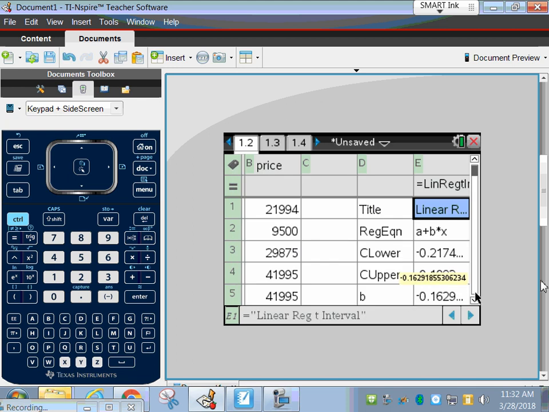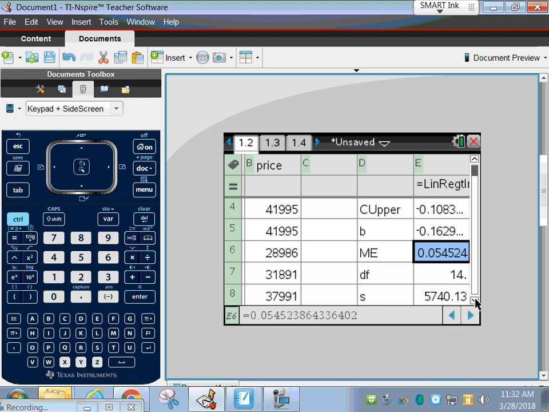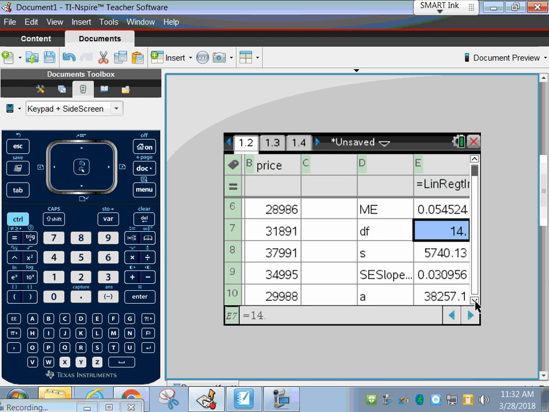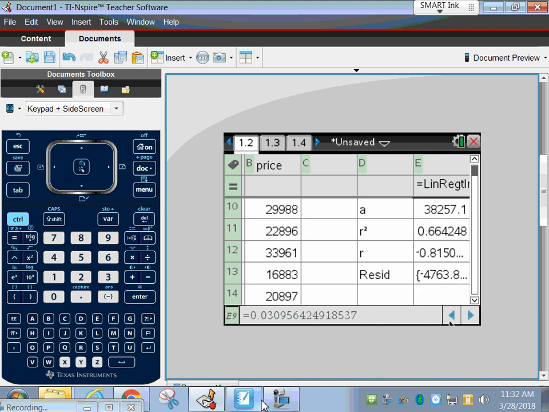There we go. All right, so we've got y equals a plus bx for our equation. Here are our upper and lower bounds for our confidence interval. Here's b, the slope of the sample. Margin of error is the t star times the standard error of b. Degrees of freedom is 14. Be sure you write that down in your problem. And SEB, this is the one you're looking for, standard error of the slope. And some other stuff we talked about in chapter 3.